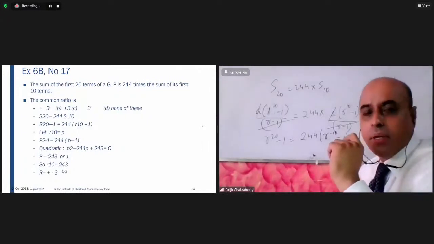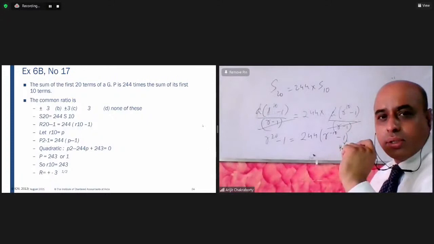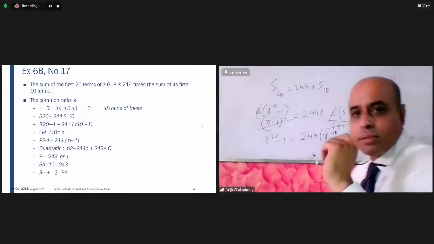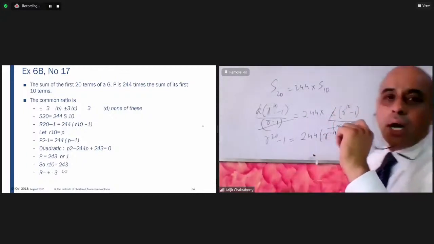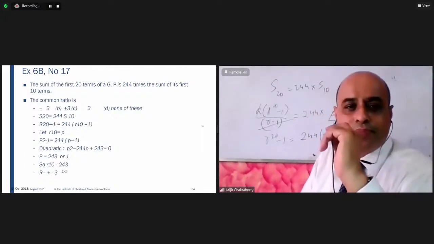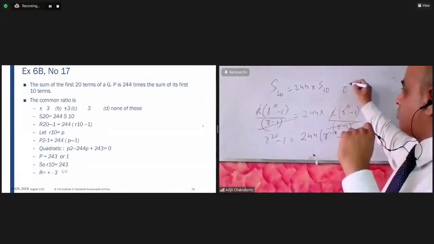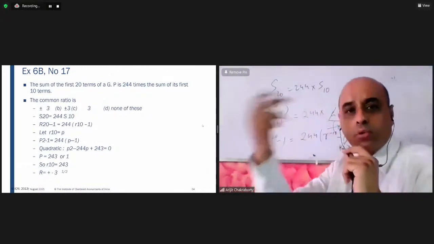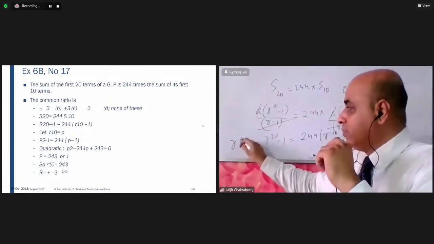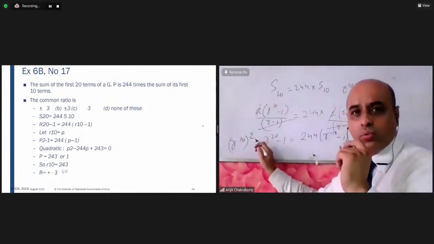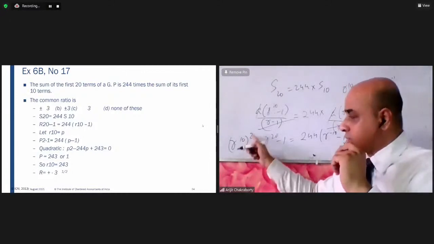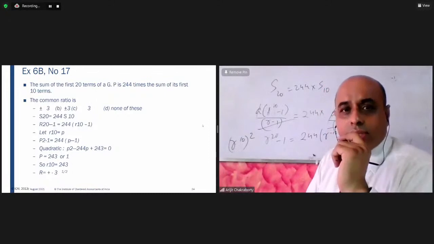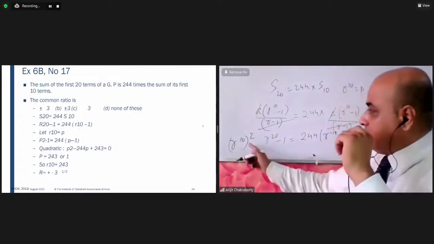This is what I'm getting. So if I substitute now, let us take R to the power 10 equal to P. Okay. So if R to the power 10 is equal to P, then R to the power 20 becomes P square, because R to the power 20 means R to the power 10, whole raised to the power 2. This is an application of indices, which you must have already completed. So this is P square.